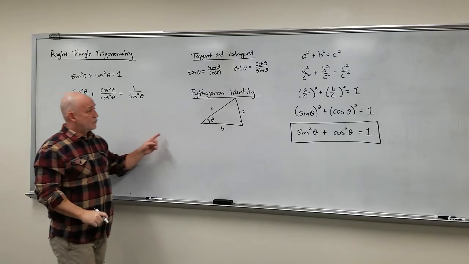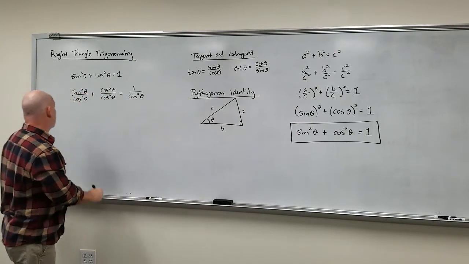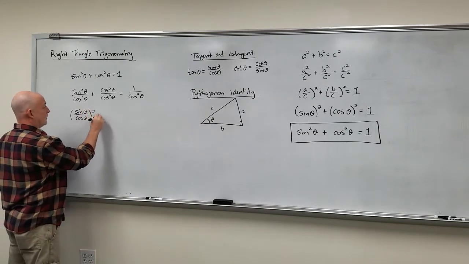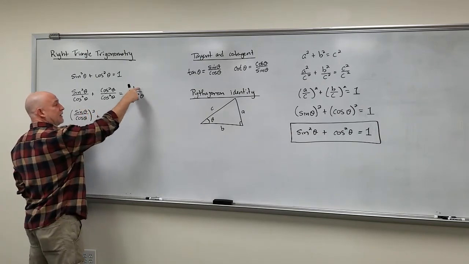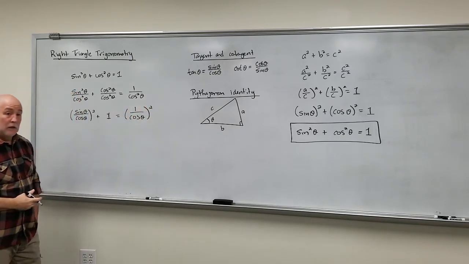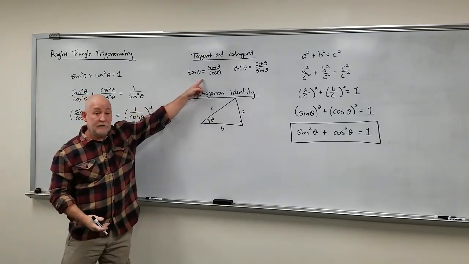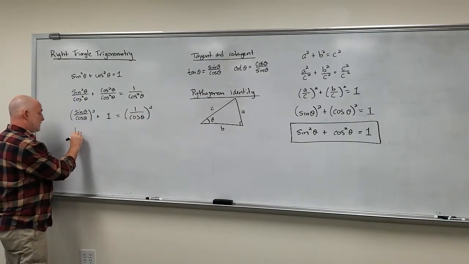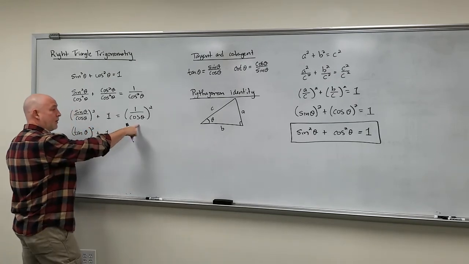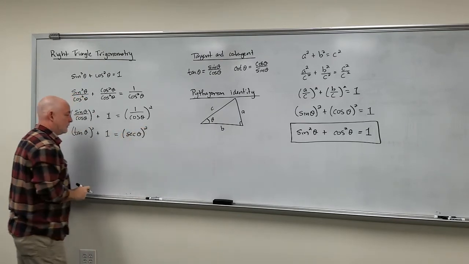Now again, I'm going to do the same trick that I did over here. Since the top and the bottom are both being raised to the same power, I can put that in parentheses. So this ends up being sine of theta over cosine theta squared plus, well, this is just 1. And since I can write 1 to any power, I can write this as 1 over the cosine of theta squared. Now, using a few of the identities we just took a look at, I know sine over cosine gives us the tangent. So this would be the tangent of theta squared plus 1 is equal to, and from our reciprocal identities, I know 1 over cosine is the secant of theta.